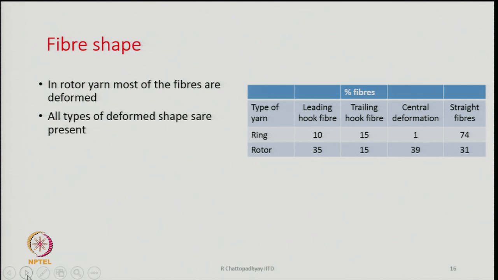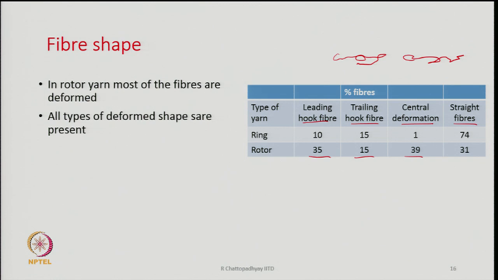Now comes fiber shape. A table is shown here which gives an idea about the shape of fiber: leading hook fiber, trailing hook fiber, central deformations and straight fibers. These are the 4 different categories, and a comparison has been made between ring and rotor. What we see here is that in rotor yarn most of the fibers are deformed. Deformed basically means you will find fibers having a shape like this, or some fibers like this. All kinds of varieties of shape will be visible.